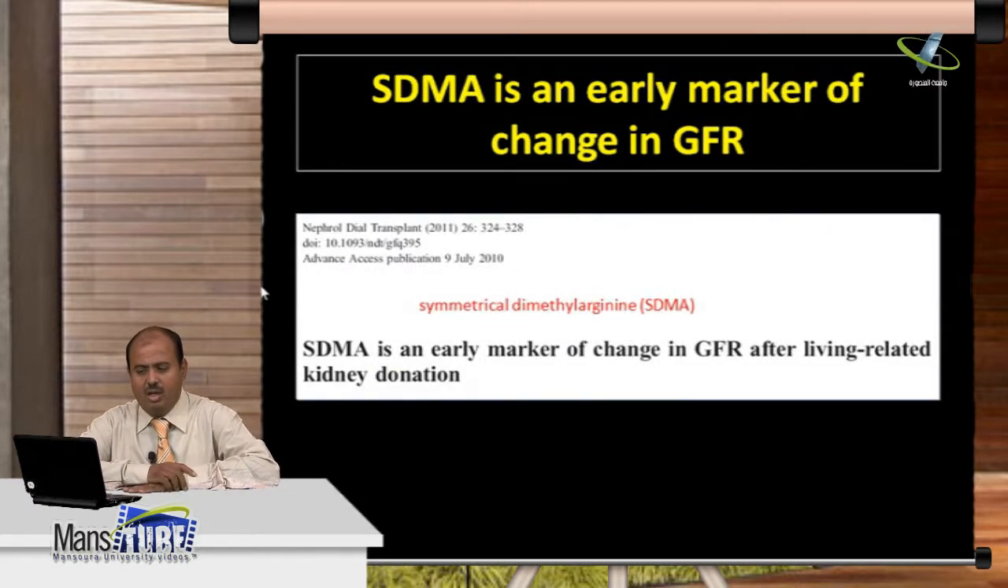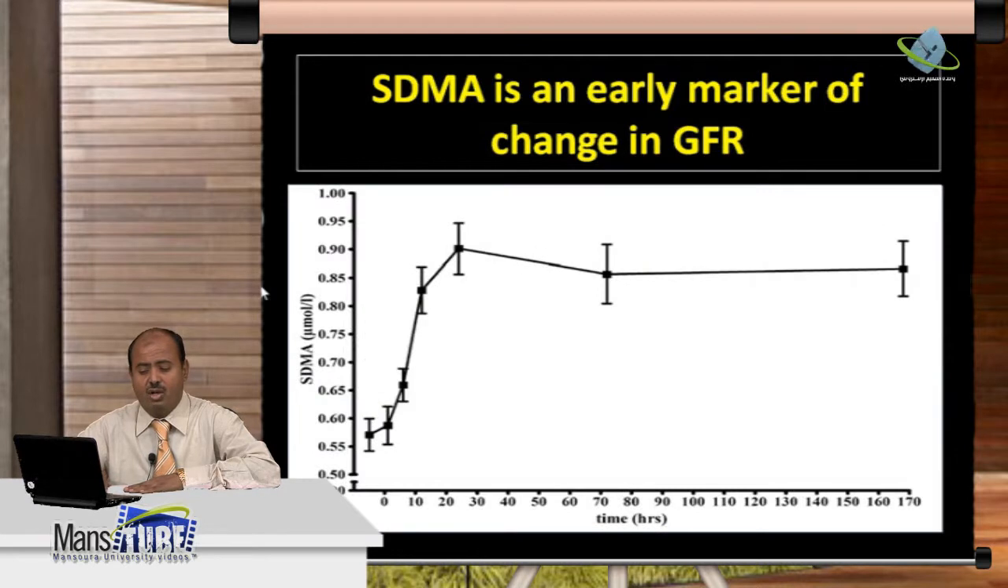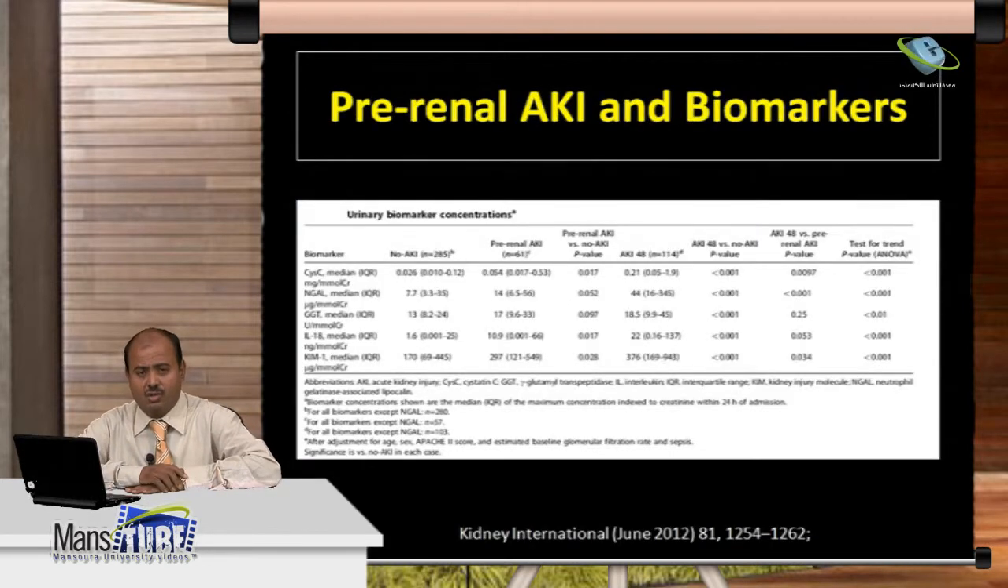So SDMA, which is symmetric dimethylarginine, is an early marker of a change in glomerular filtration rate after donor nephrectomy in live-related kidney donation. As you see in this curve, just after donor nephrectomy, the level of this marker increases after just a couple of hours, reaching a high peak. Whether this marker will work in patients with acute kidney injury, we don't know. So we are waiting for further validation in other studies.